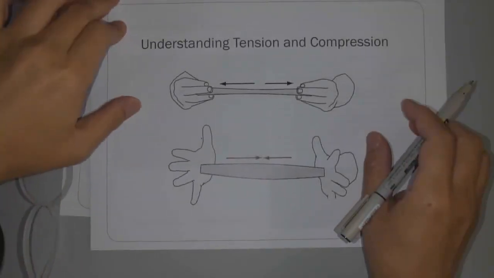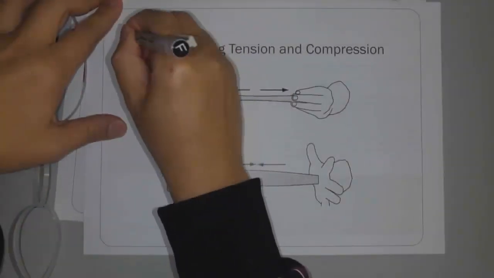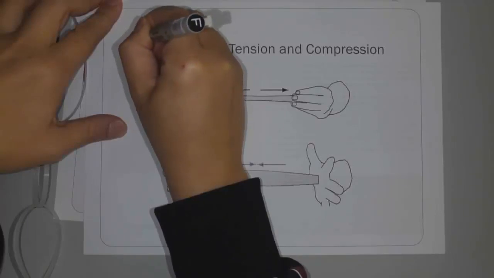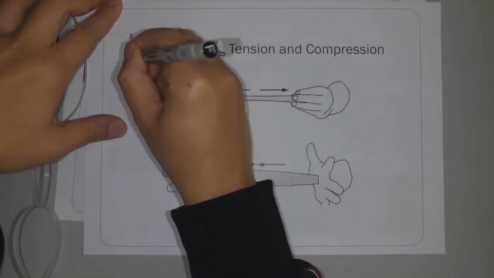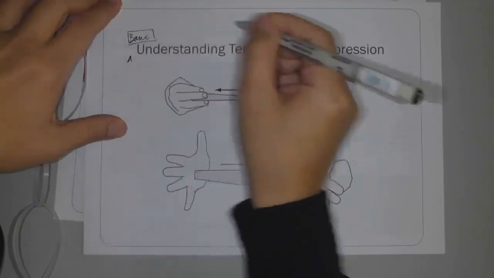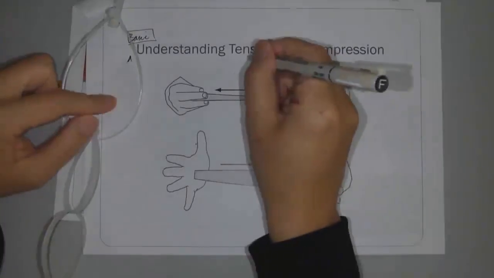Right, so first of all, some very basic understanding. These are very basic things. It's so basic that I guess even a primary school student can understand. Right, so what we have here is something about tension and compression.